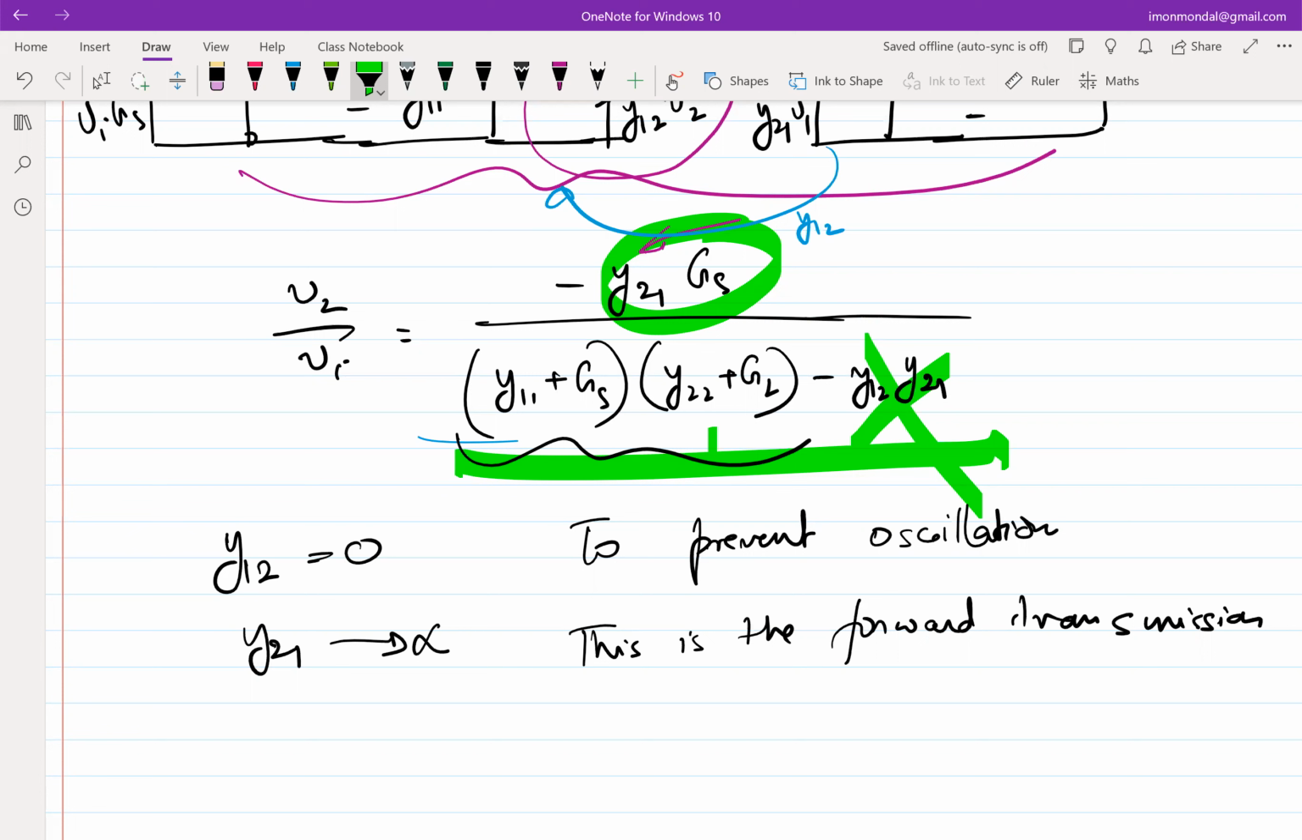I can try to set y12 to 0, but any physical quantity you cannot really set to infinity. When you are making it physically, y21 you can try to make as high as possible. You might make it 1 million, 1 billion, it doesn't matter, but it never goes to infinity. So everything is a positive real quantity. Setting y21 to infinity might be a better option than trying to play around with setting the denominator to 0. That's all.